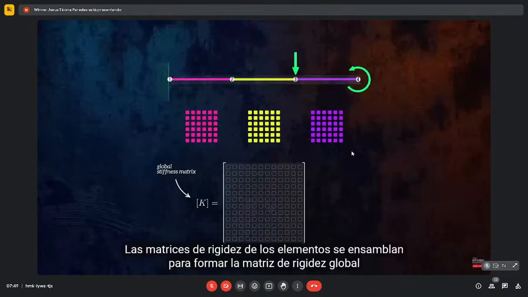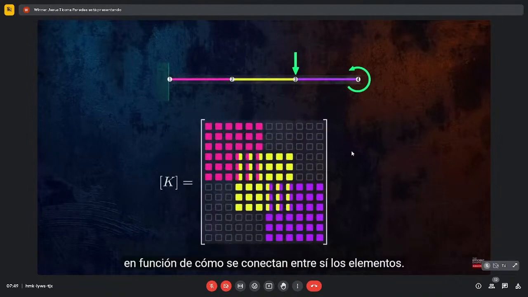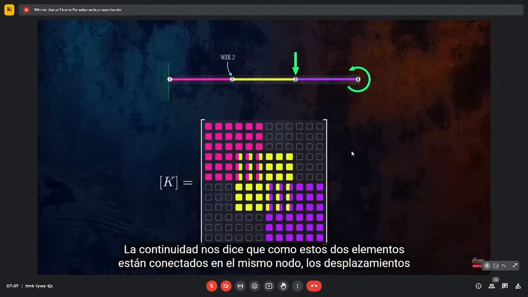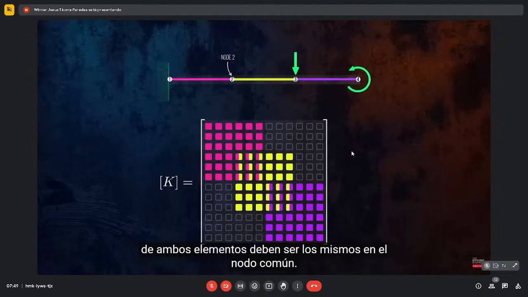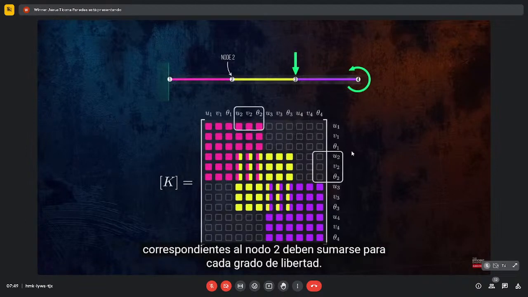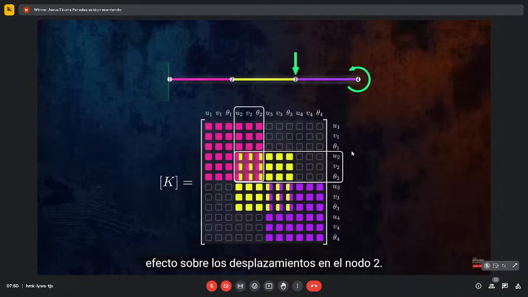The element stiffness matrices are assembled together to form the global stiffness matrix, based on how the elements are connected together. Elements 1 and 2 are connected at node 2, for example. Continuity tells us that since these two elements are connected at the same node, the displacements for both elements must be the same at the common node. So when we assemble the global stiffness matrix, the terms in the element stiffness matrices corresponding to node 2 should be summed for each degree of freedom. Element 3 is not connected to node 2, so this element's stiffness matrix should have no effect on the displacements at node 2.